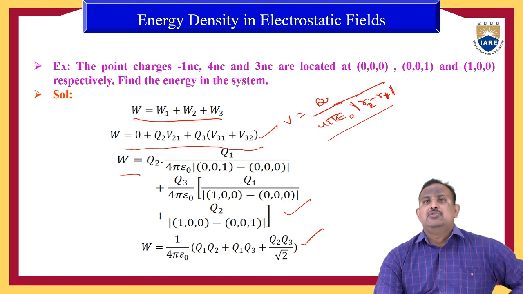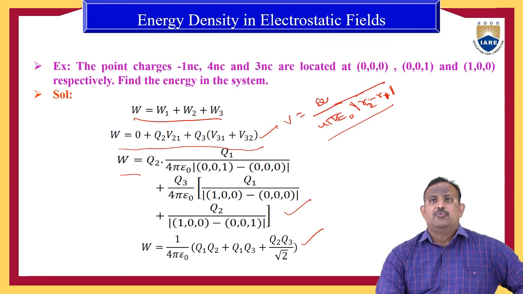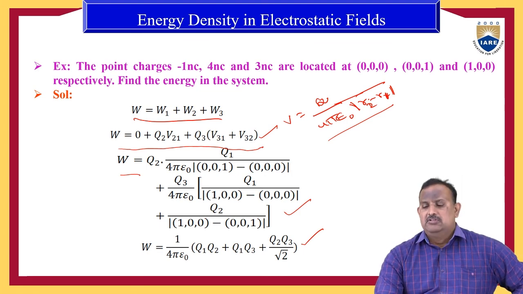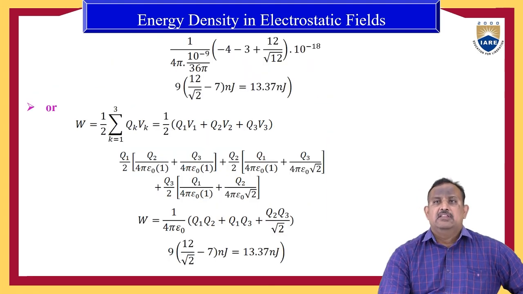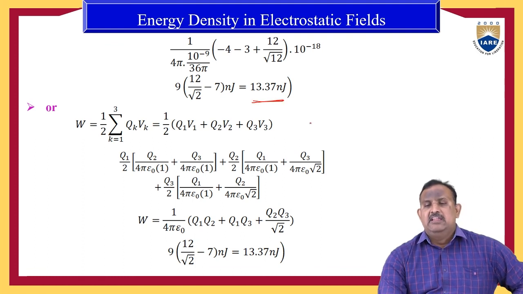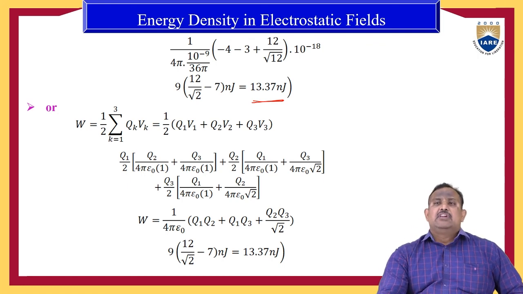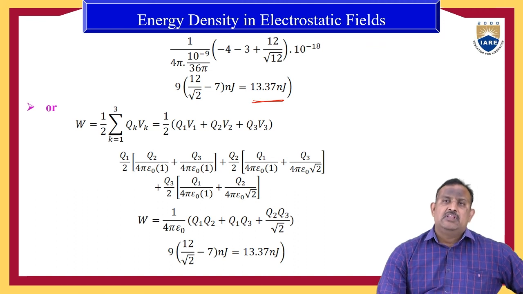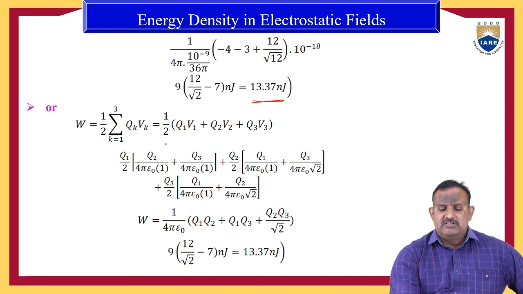Here Q1 is equal to minus 1 nanocoulomb, Q2 is equal to 4 nanocoulombs, Q3 is equal to 3 nanocoulombs. If you substitute in the equation, the total work done required in moving the point charges is 13.37 nanojoules. In another way also we can find out the total energy required. For that we need to use the summation equation.